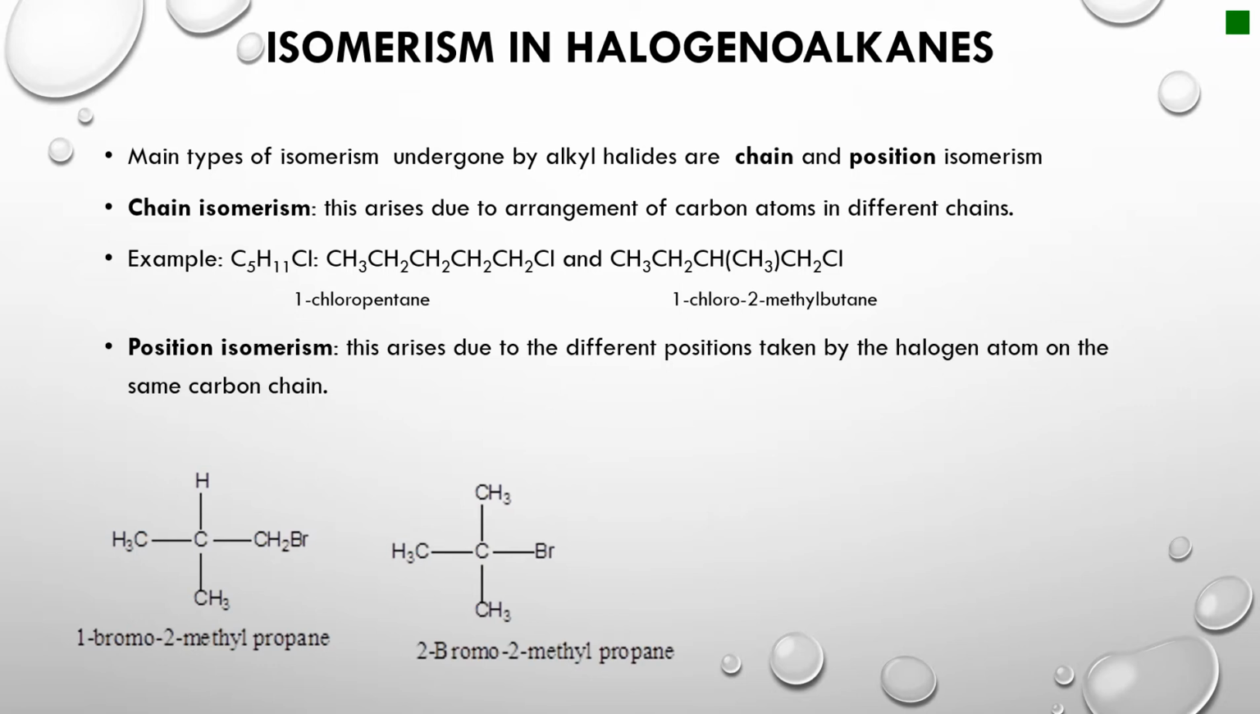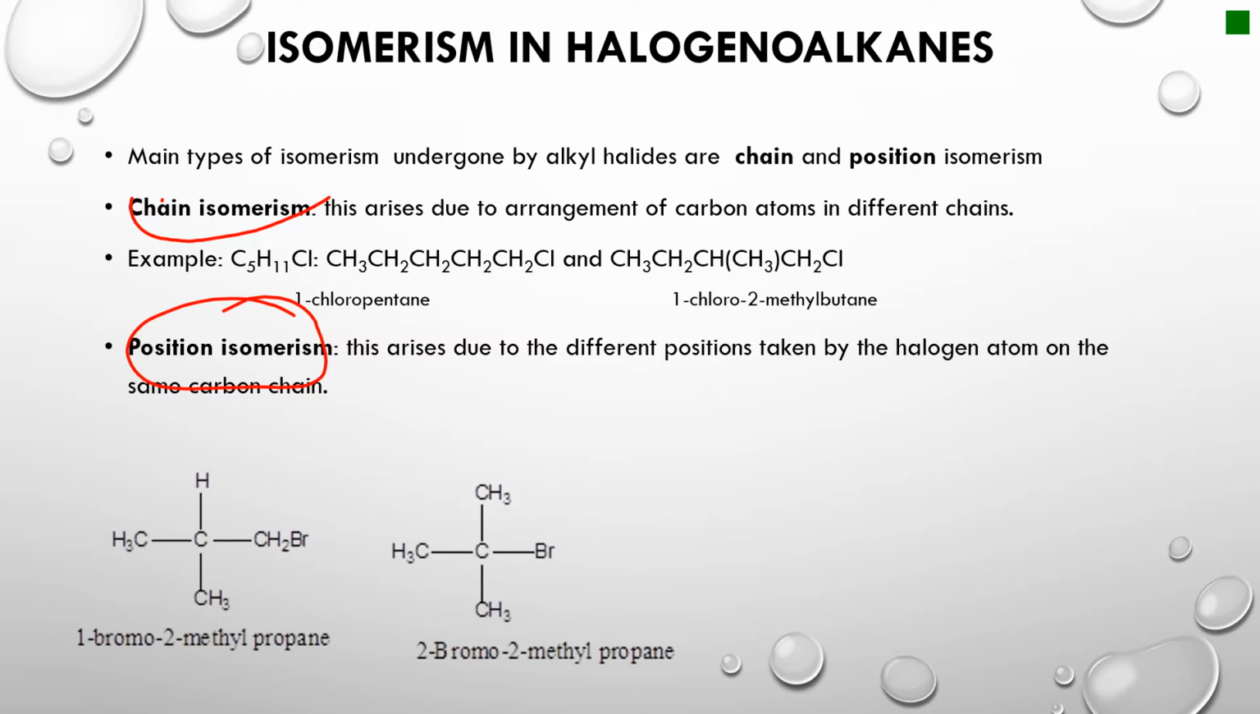Isomerism is the existence of molecules which have the same molecular formula but different arrangement of atoms in a molecule. The two types of isomerism we have here, chain isomerism and position isomerism, are the main types of isomerism we have in halogenoalkanes.